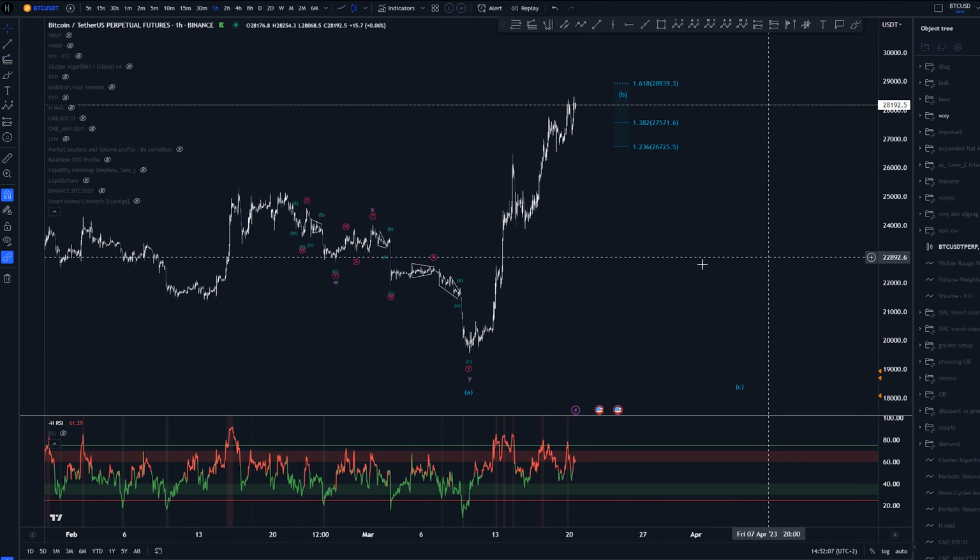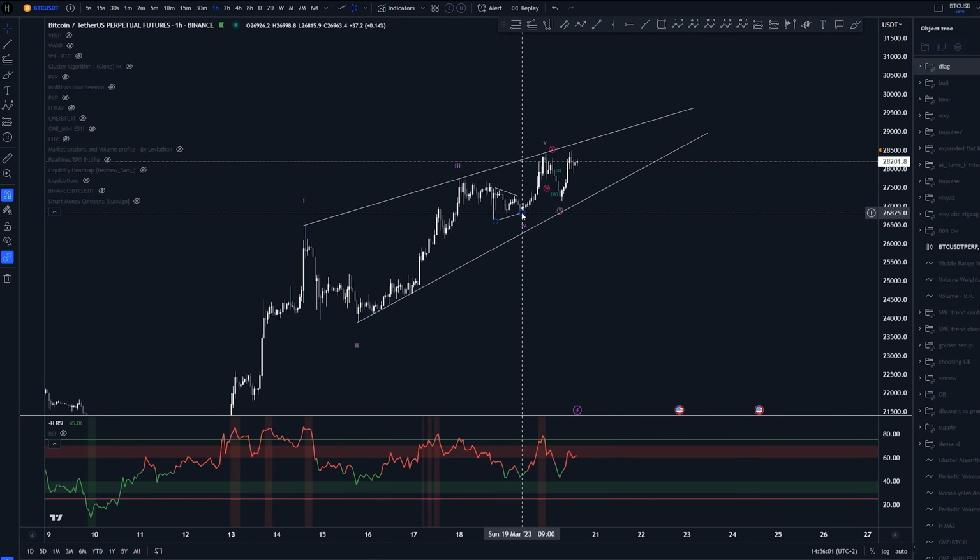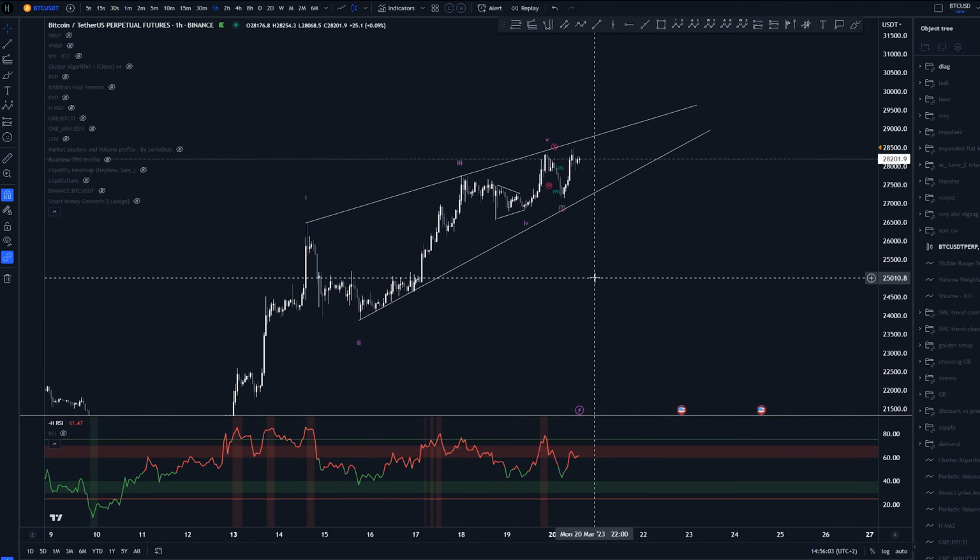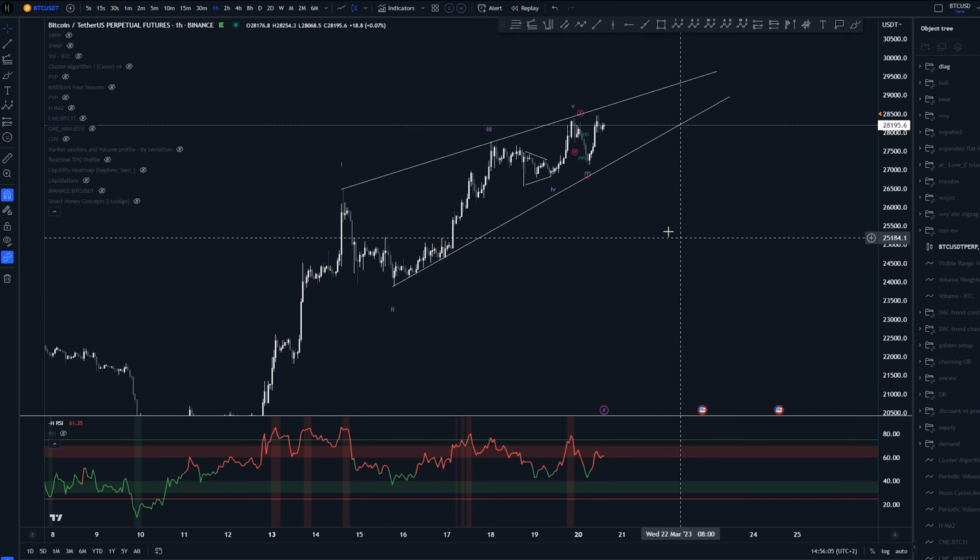Now, I wanted to present you one more count which was discussed in my Discord by Toro Simon. He had this as a potential, something like this, where we had a potential 1, 2, 3, 4, and 5. Now, the issue is this structure here, in my opinion. This was a decent structure looking like up to this point. Now, I'm not saying this is invalid still.